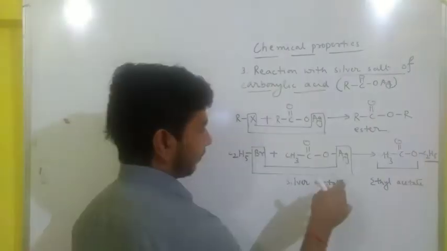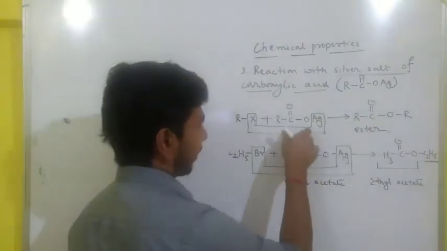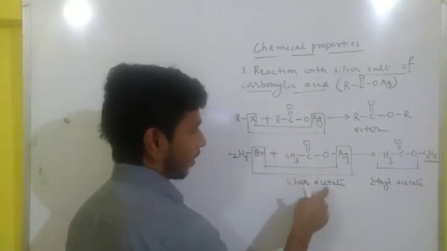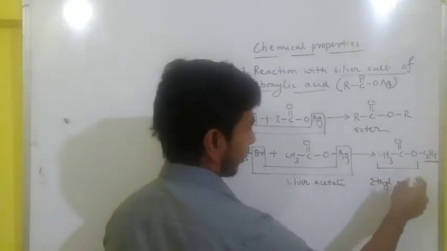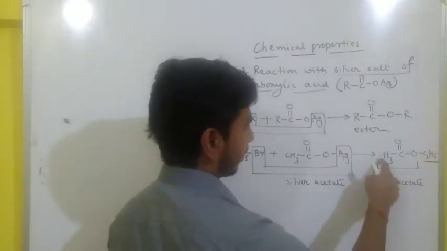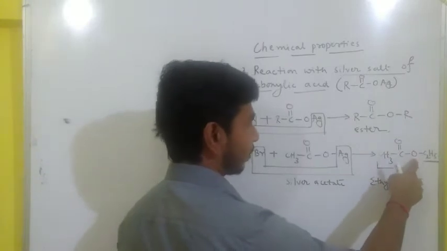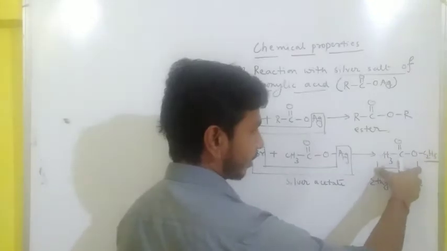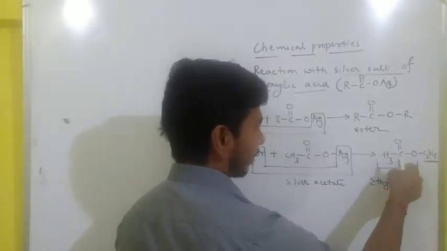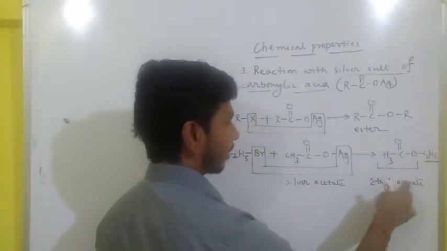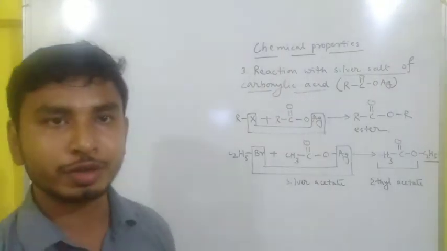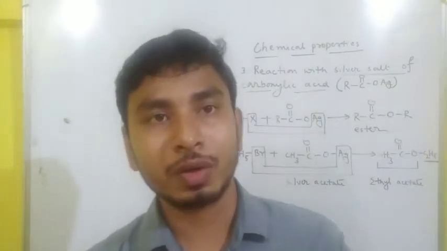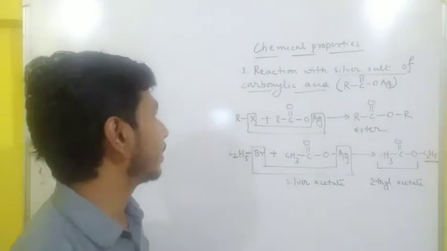So if the silver salt of carboxylic acid, here it is silver acetate, the name of the ester is ethyl acetate. CH3 C double bond O again single bond O after this group. It comes from the acetic acid, so it is called acetate. Acetate is bonded to ethyl, so it is ethyl acetate. So this is the reaction with the silver salt of carboxylic acids.